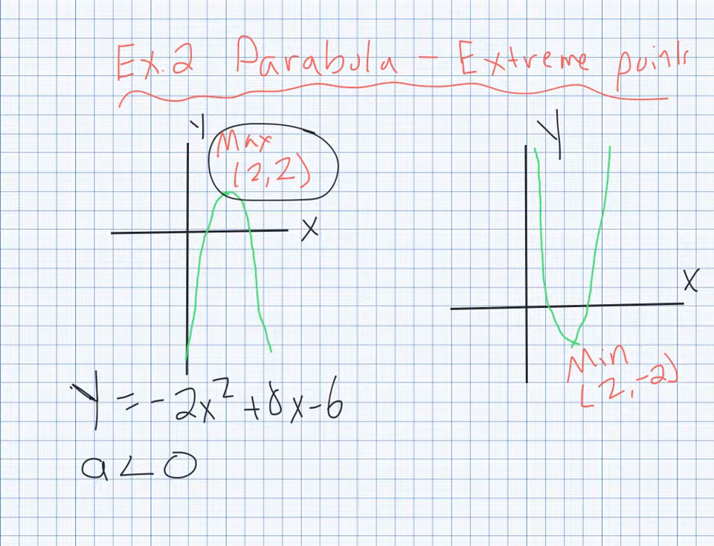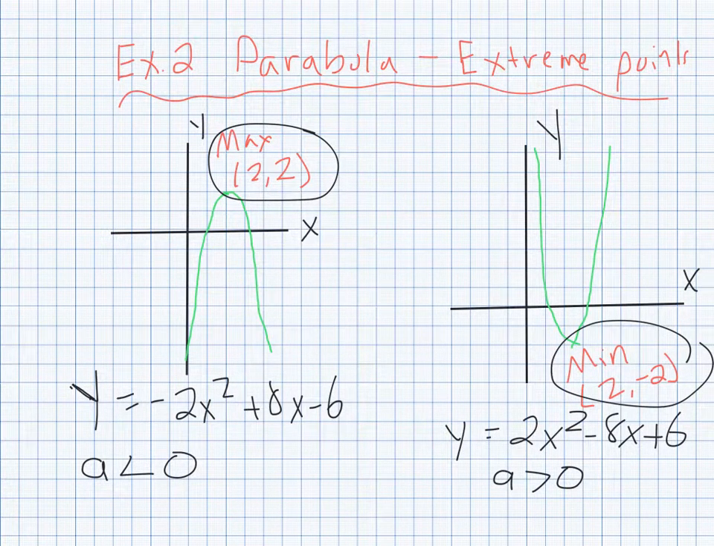But now look at the graph on the right. This one goes with the function y equals 2x squared minus 8x plus 6. This one opens upward because a is greater than 0. In this case, we have a minimum, at the point 2, negative 2.